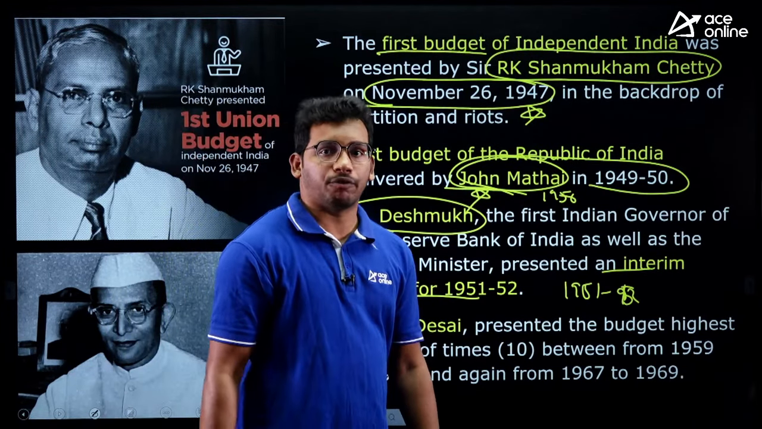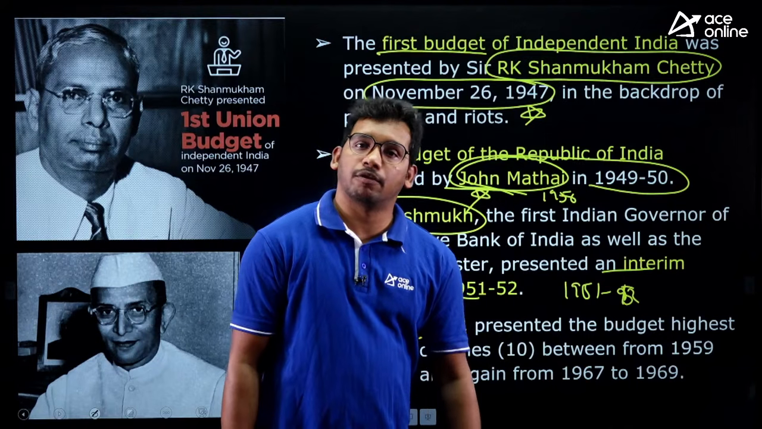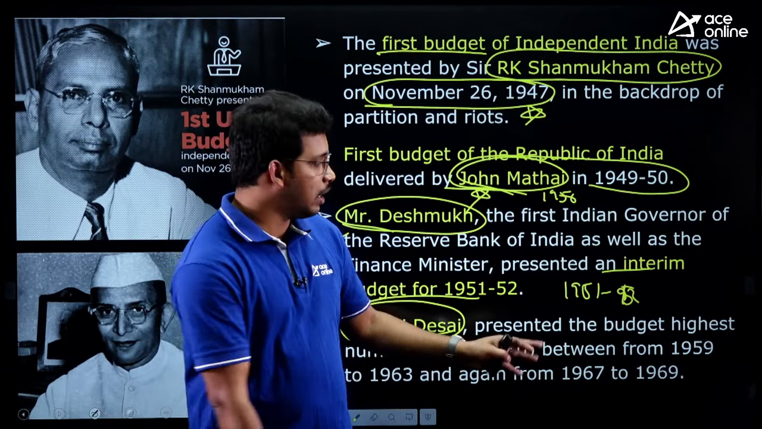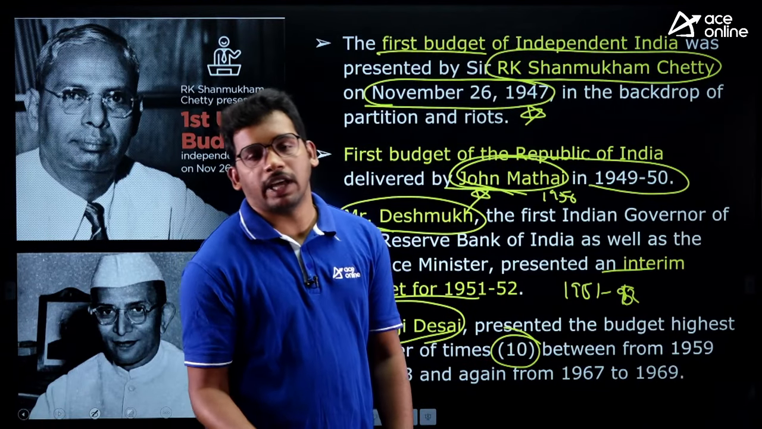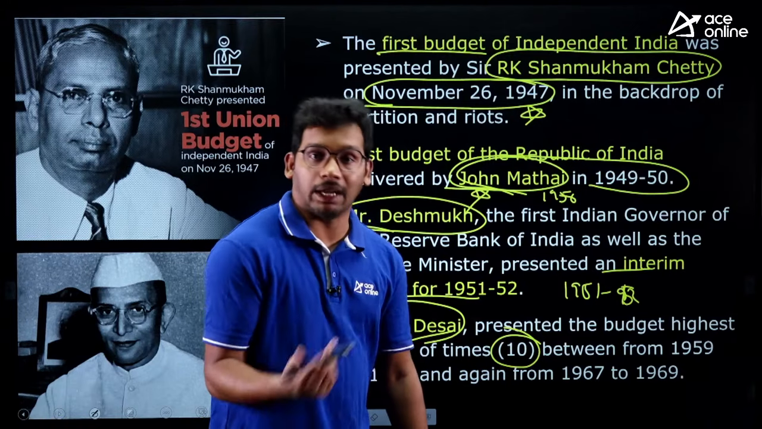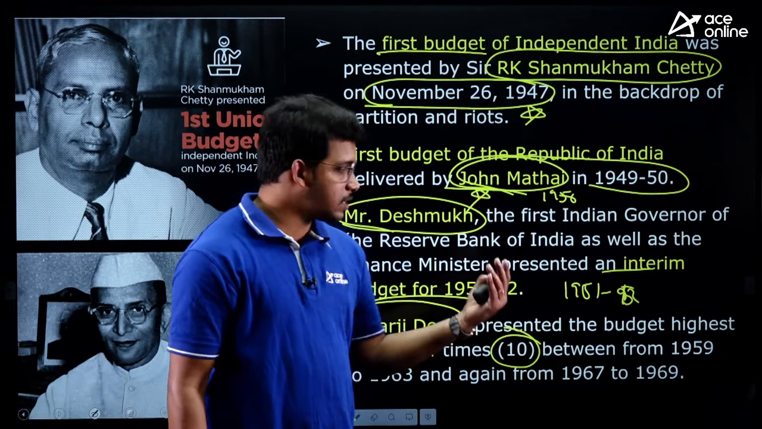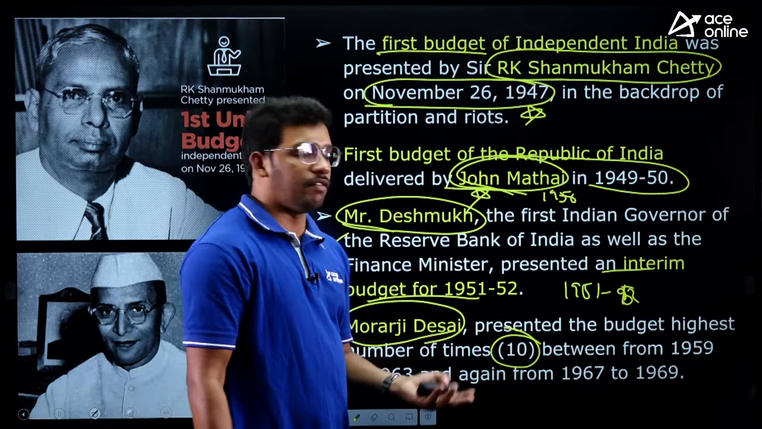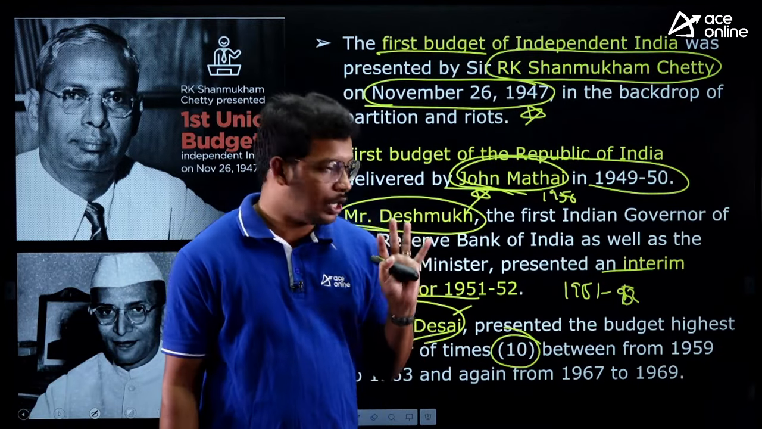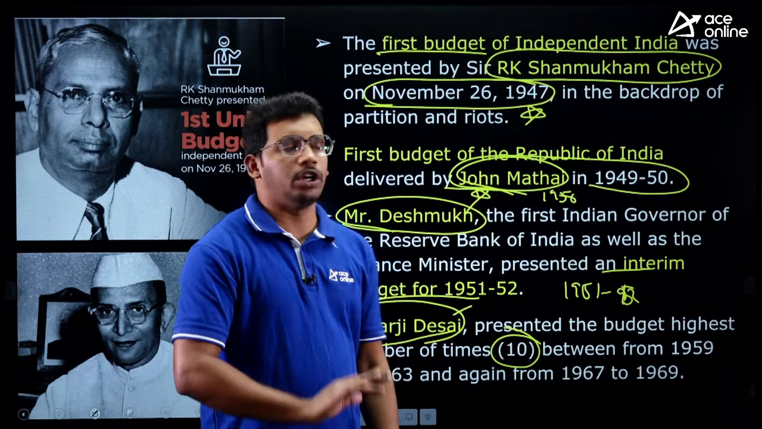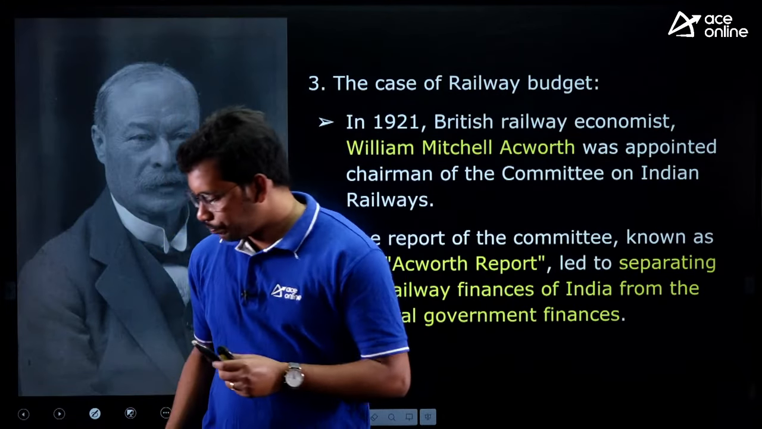One more important fact for the exam is Morarji Desai. He acted as finance minister 7-8 times, and in total he put forward the budget 10 times. So this is also important. Which finance minister or personality has given the highest number of budgets? That is Morarji Desai. He has given the budget 10 times as a finance minister. So these are all the historical elements that you need to remember for the exam, right? I hope this is clear how the budget has evolved.